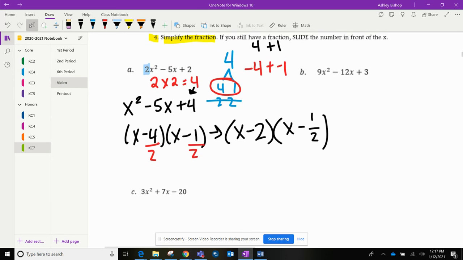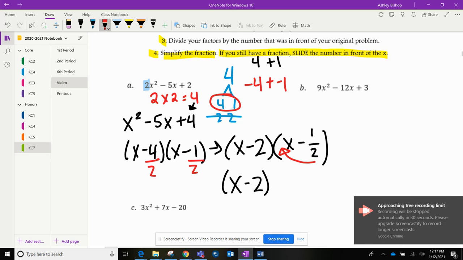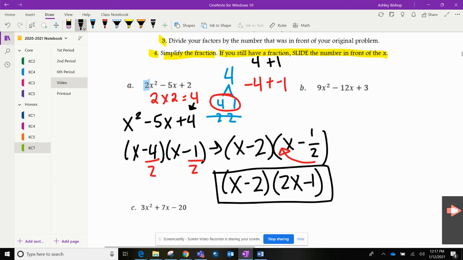So I simplified, and now the end of step 4 says, if you still have a fraction, slide the number in front of the x. So I do still have a fraction. One of your fractions should disappear usually. I do still have x minus 2. This fraction is still here. I'm not going to keep it. My final answer should have no fractions, but I'm literally going to pick this 2 up and place it in front of that. So then I have 2x minus 1. And these are my factors. This will be what I can multiply together to get my original equation.